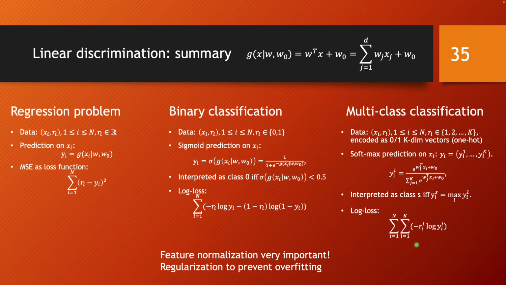Now, there are a few things that are important to remember. One is that feature normalization is very important in this case, and also regularization is important to prevent overfitting. Just a small extra detail is that when you do multi-class classification, many of the coding libraries available for linear discrimination require that you change your data to a one-hot encoding.